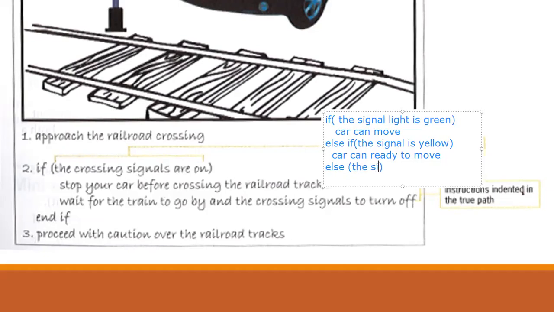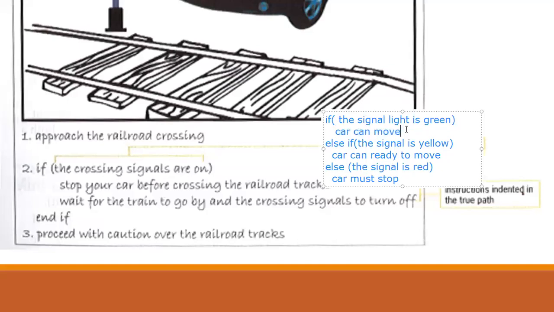If the signal is red, then you have to wait. The car must stop or wait or something, right? So this is a selection. Based on the condition, we choose some instruction. If that condition succeeds, only then will that instruction be allowed.